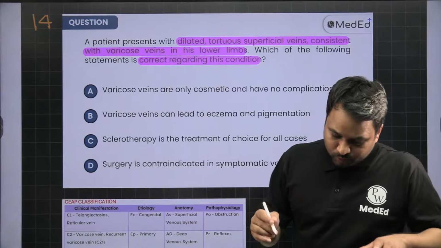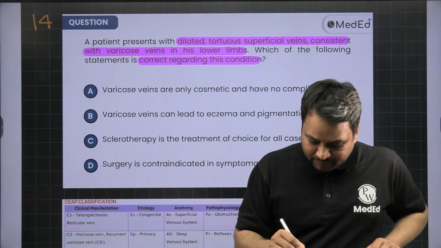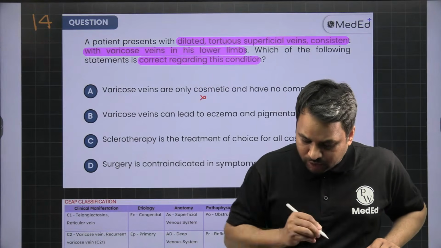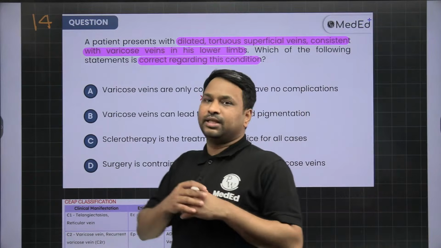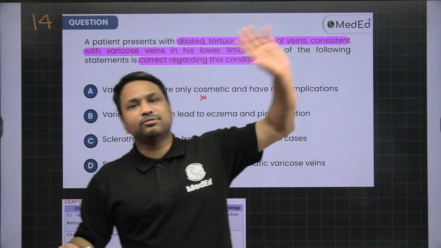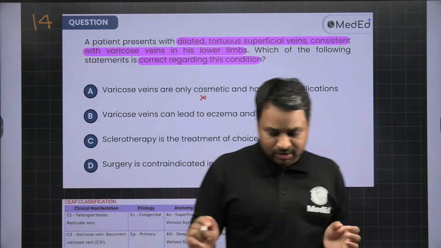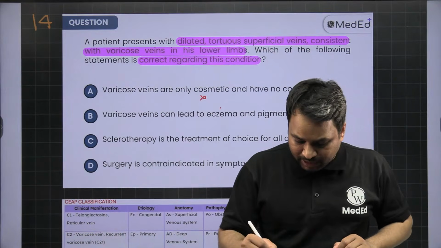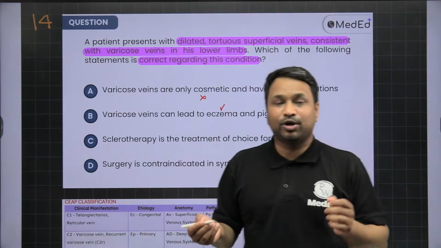Right now, let's look at statement number one. Varicose veins are only cosmetic? No, they have a spectrum of complications. It can start from skin changes all the way to ulceration. Statement one is wrong. Varicose veins can lead to eczema as well as pigmentation. Yes, it is because of lipodermatosclerosis.